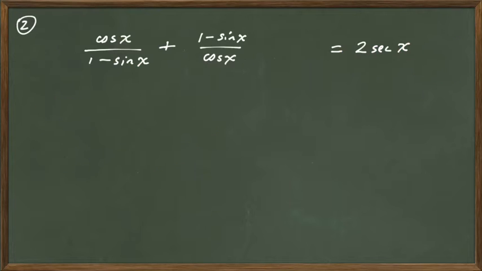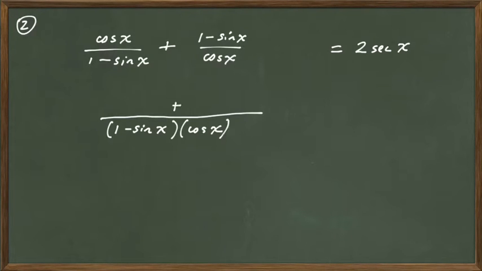Okay, number 2, we want to verify this identity. To add or subtract fractions, you need a common denominator. You can always get a common denominator by simply multiplying your two denominators. So what do I need on the left? I believe I need a cosine. Cosine times cosine is cosine squared. On the right, I need a 1 minus sine.